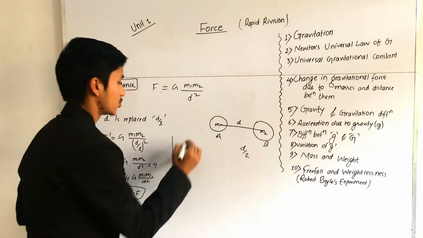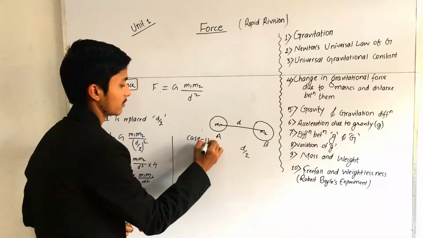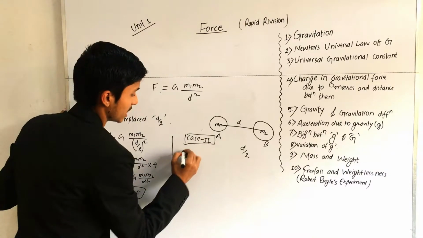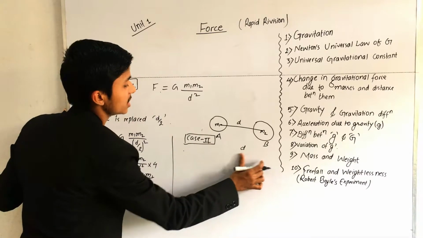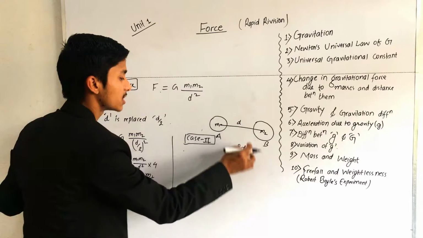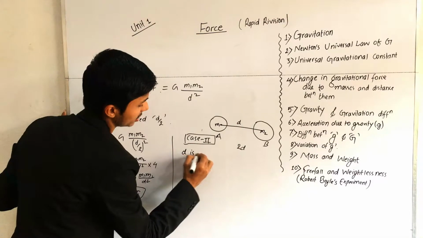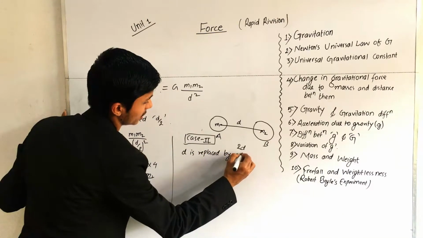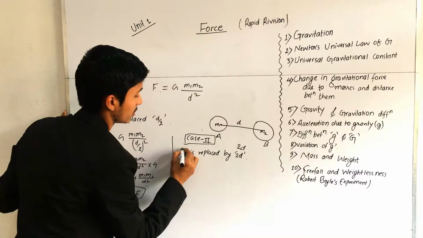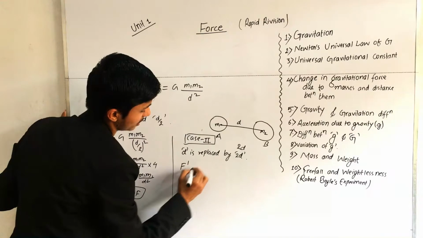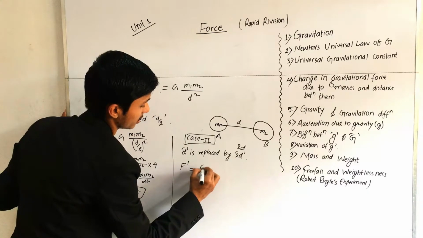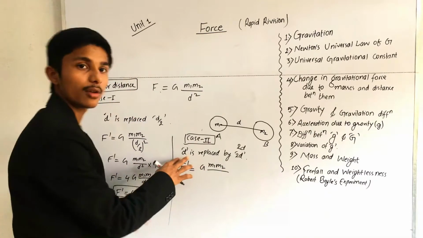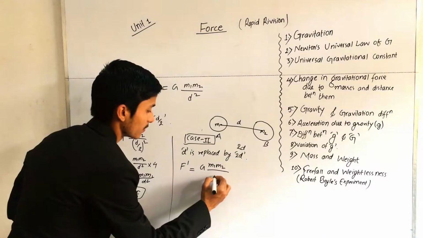Now similarly we go to case 2. In the second case we can see that when distance is doubled, it means d is replaced by 2D. What will be the force after variation in distance? Here capital G, M1, M2 masses are constant. So instead of D, we write here 2D.